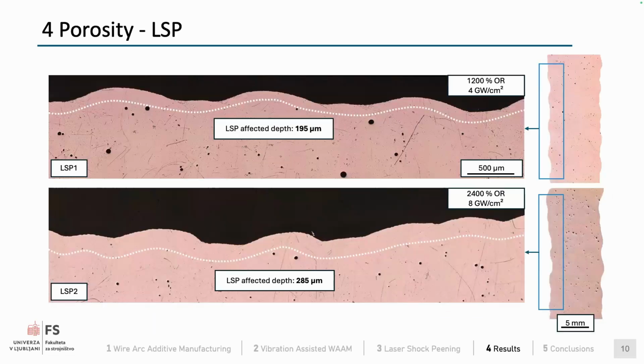As far as the porosity goes for the LSP, we quantified the LSP affected depth for both of the sets of parameters, and we determined that the LSP with a higher overlapping rate and power density was 285 micrometers.